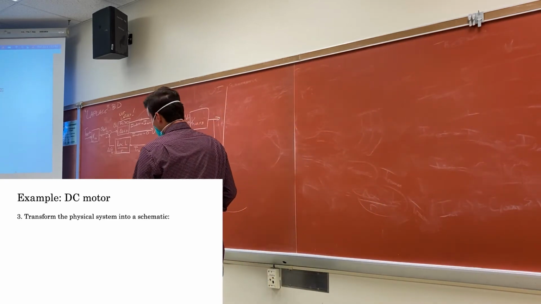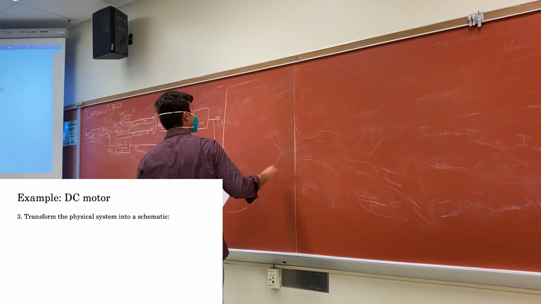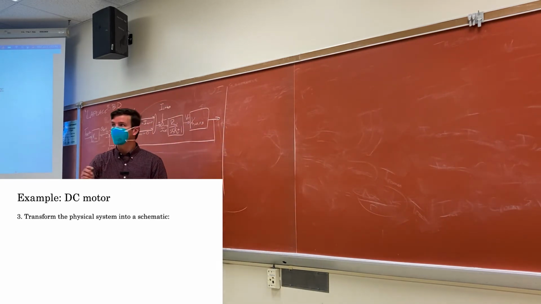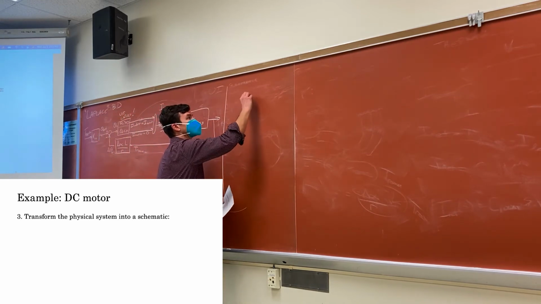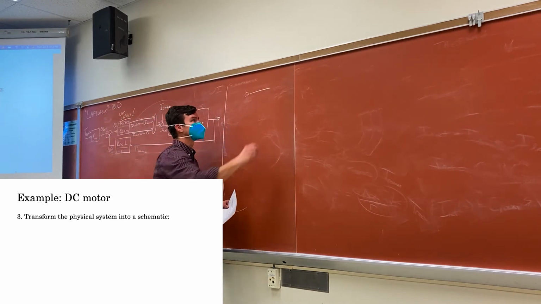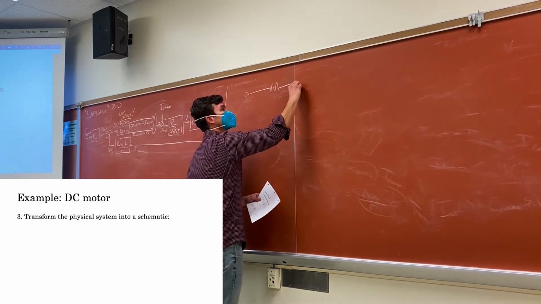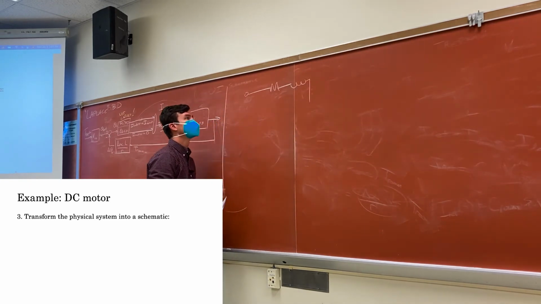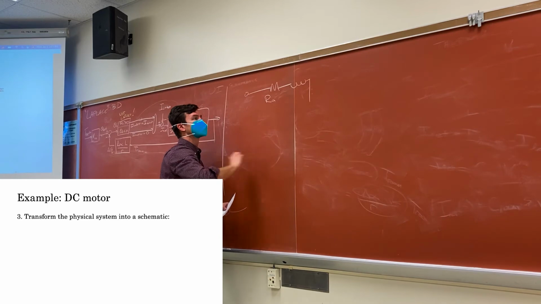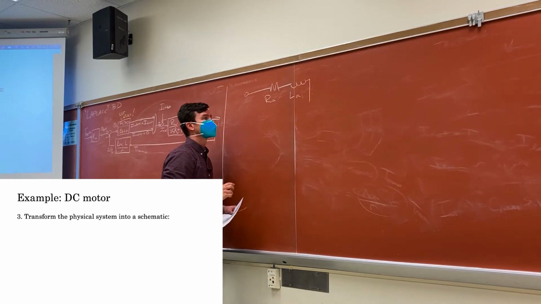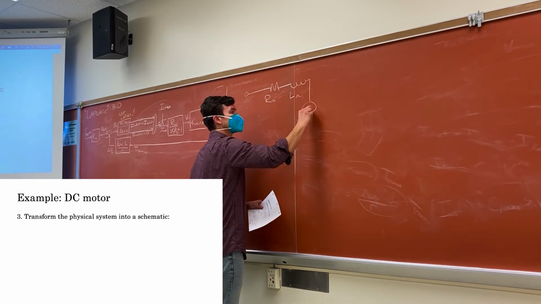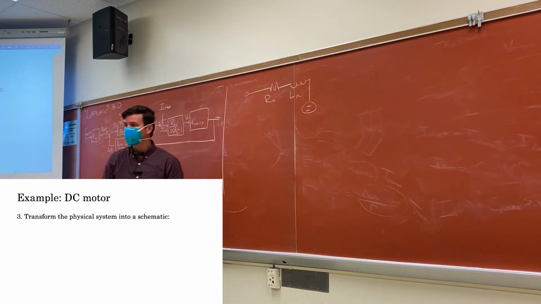All right, so in general, we've got a stator and a rotor in a motor. In the stator, we've got an armature circuit. We can model that as an armature resistance, an armature inductance, and a back EMF.